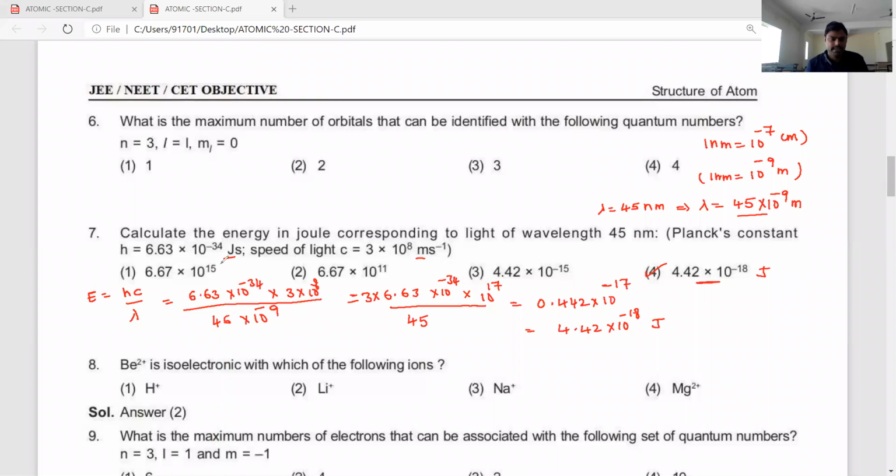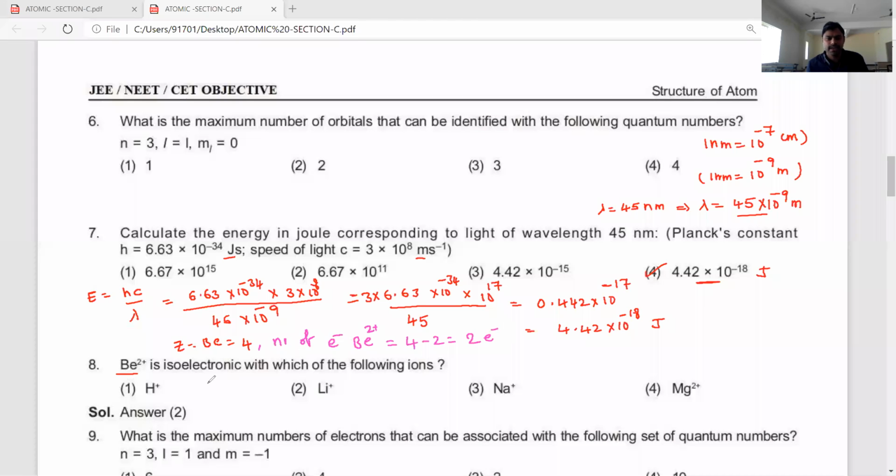Next, eighth question, let's see. Be2+ is isoelectronic with the following ion. This concept we have already discussed earlier. Beryllium 2+. What is the Z value for beryllium? Z of beryllium is equal to 4. Beryllium atomic number is equal to 4. Then the number of electrons in Be2+ is equal to 4 minus 2, because atomic number minus positive charge, which is 2 electrons.